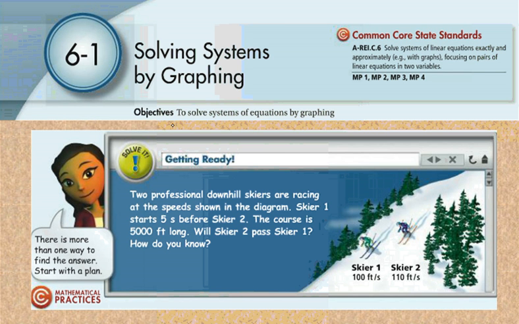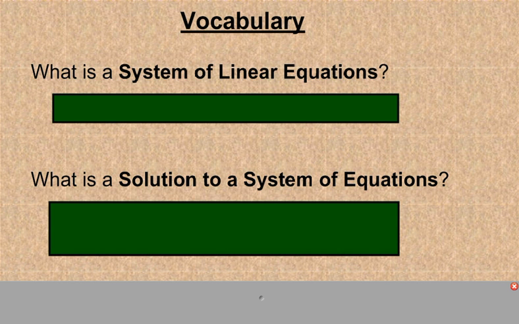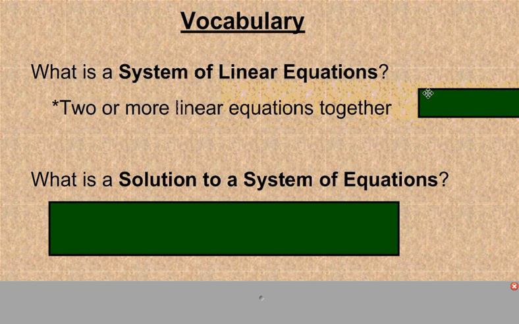Your goal or objective for today is to solve systems of equations by graphing. So the first method I'm going to teach you is graphing. All right. So with that, we have a couple of vocabulary terms. First one is, well, what is a system of linear equations? A system of linear equations is simply two or more linear equations together. We're just going to deal with two equations together, but that's what a system of linear equations is.